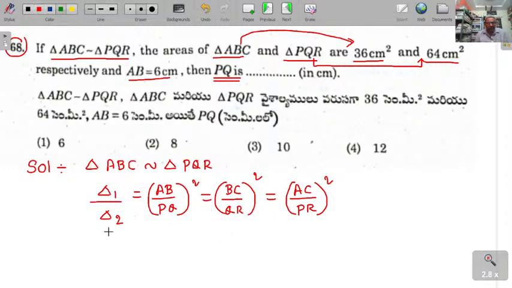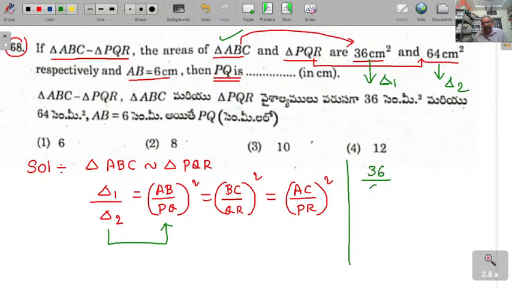So let us consider these two now. This is delta 1, area of the first triangle, and this is delta 2, area of the second triangle. So delta 1 by delta 2, that is 36 by 64, is equal to AB, which is 6 given, upon PQ, which is not known, PQ whole square. Am I correct now? So let us simplify. 36 divided by 64 equal to 6 upon PQ whole square.